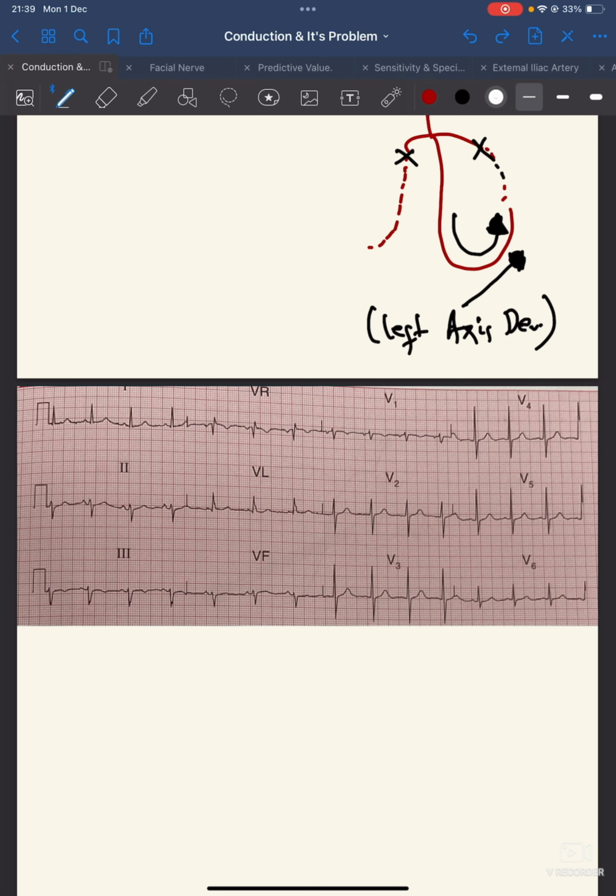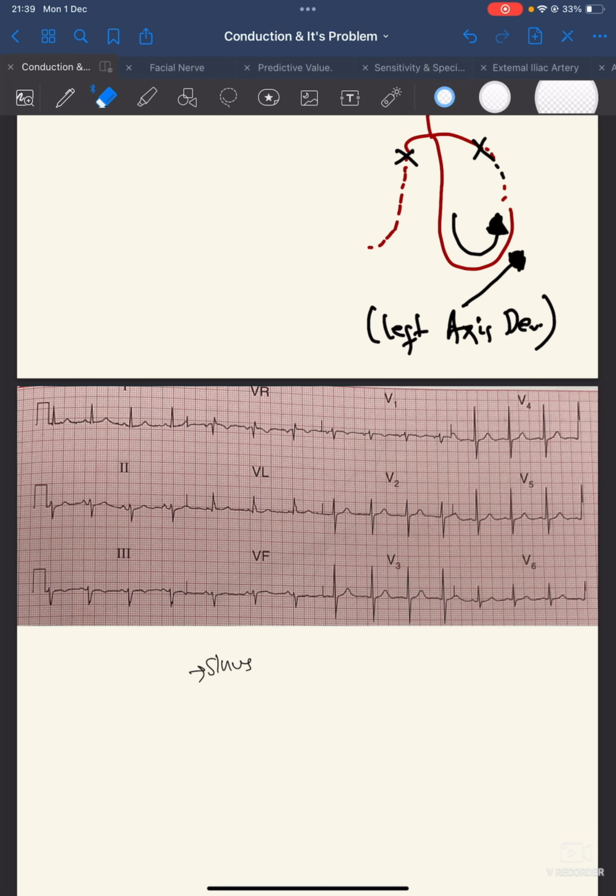As you can see over here, you see QRS, then T, then P, then QRS, T, then P, then QRS, T, QRS, T. So this is sinus rhythm, so you can write that this is sinus. Then after that we'll see the rate of the heart.